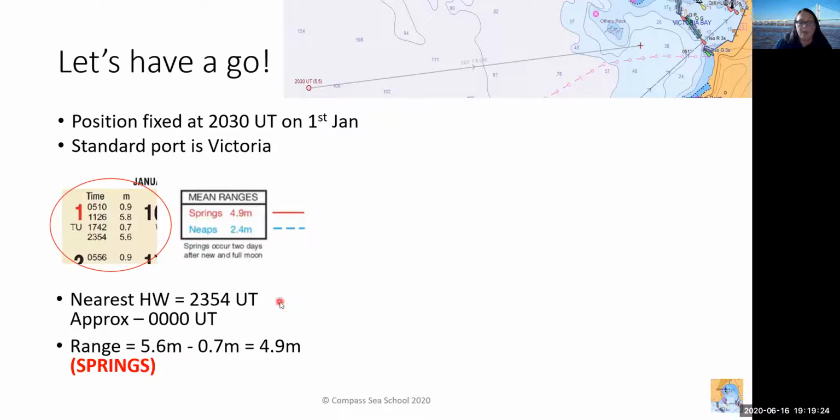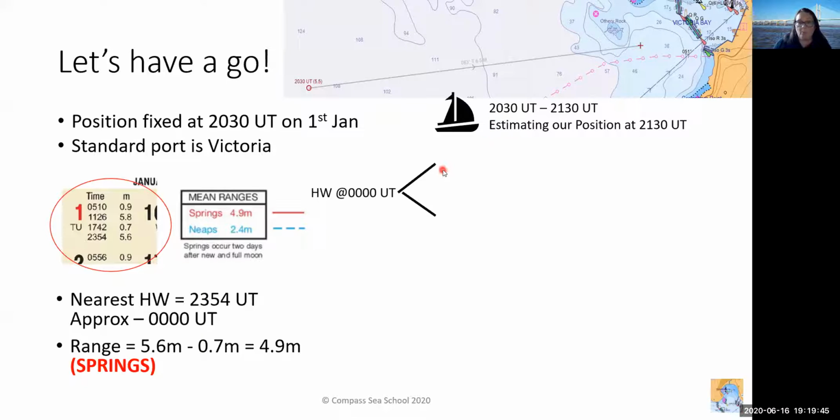So whatever we're looking for, we now need to work out from our high water time of midnight, how does that relate to us? Our boat is going to sail from 20:30 to 21:30. So I'm looking for a whole 1 hour of tide, because I'm going to estimate my position at 21:30. So first up, and this is the first top tip, write down your high water time. So high water is at 0000 UT.